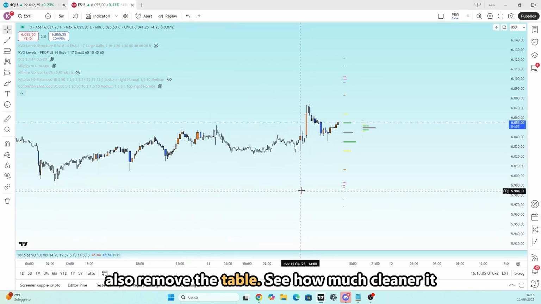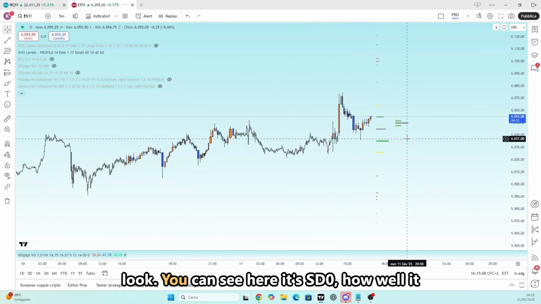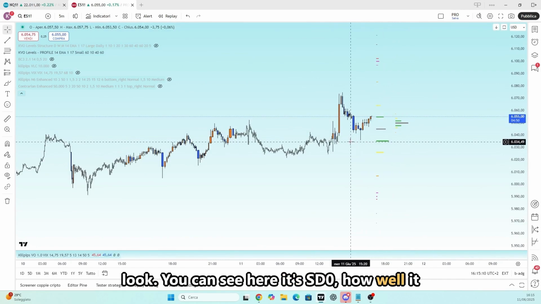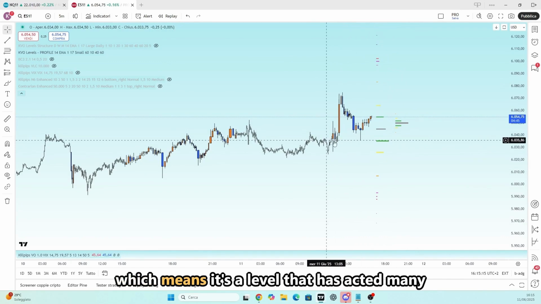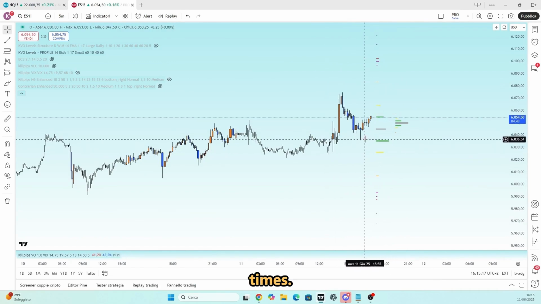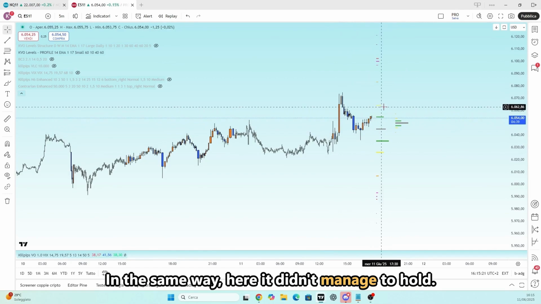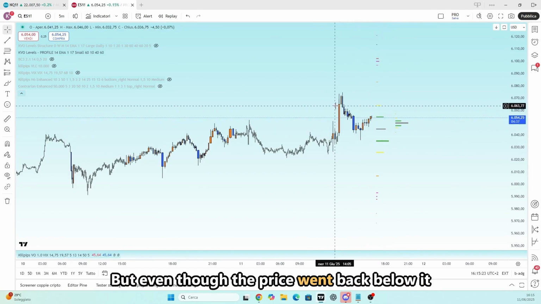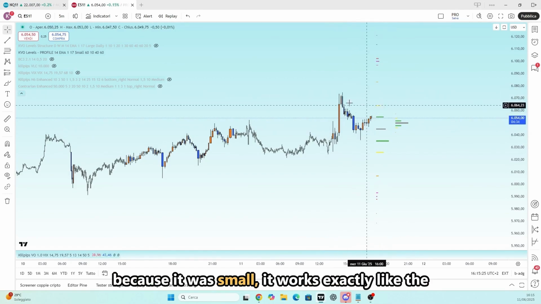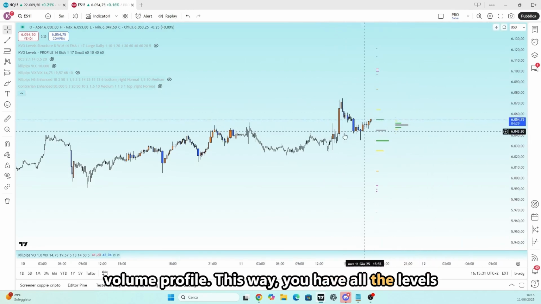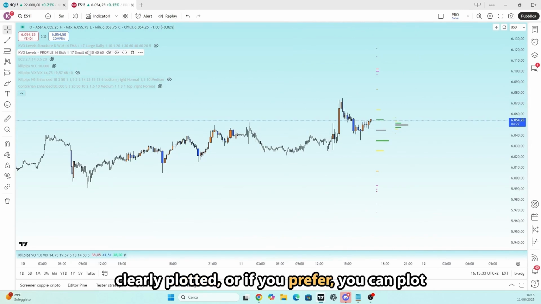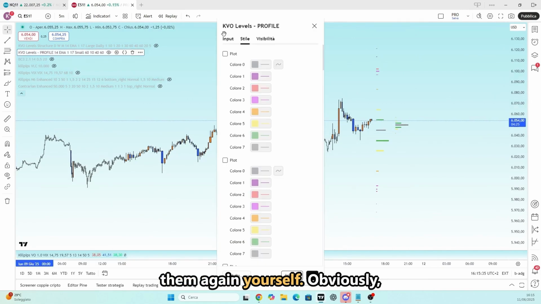I also remove the table. See how much cleaner it looks? You can see here it's SD0, how well it held as support. Look at how much thicker and longer it is, which means it's a level that has acted many times. In the same way, here it didn't manage to hold, but even though the price went back below it, because it was small, it works exactly like the volume profile. This way, you have all the levels clearly plotted, or if you prefer, you can plot them again yourself.